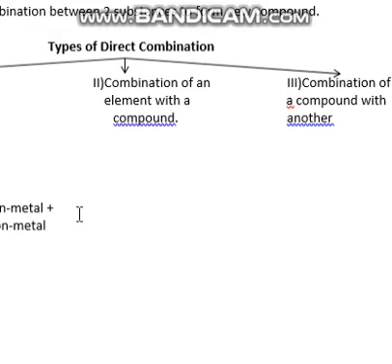Now, I explain the types of chemical reaction. We have only one type now in this lesson, direct combination. It is a combination between two substances to form a new compound. So there are three kinds: combination of element with element, combination of element with compound, and combination of compound with another compound. The first one, combination of metal with non-metal.